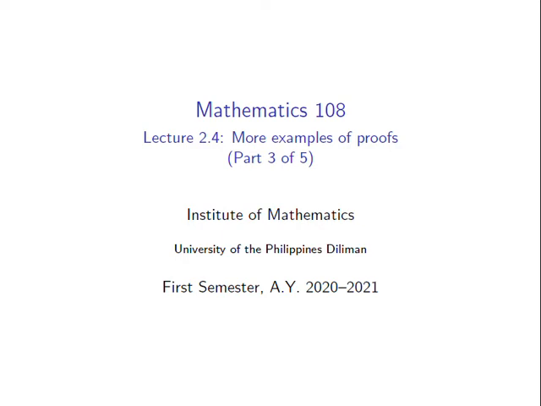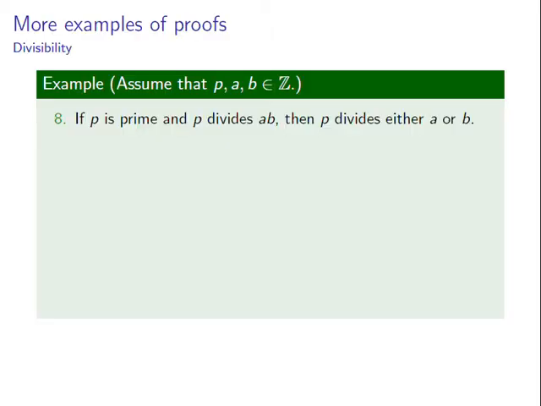This is part 3 of lecture 2.4, More Examples of Proofs. In this video, we will give additional examples of proofs of results on divisibility of integers. Assume throughout that all variables are integers.